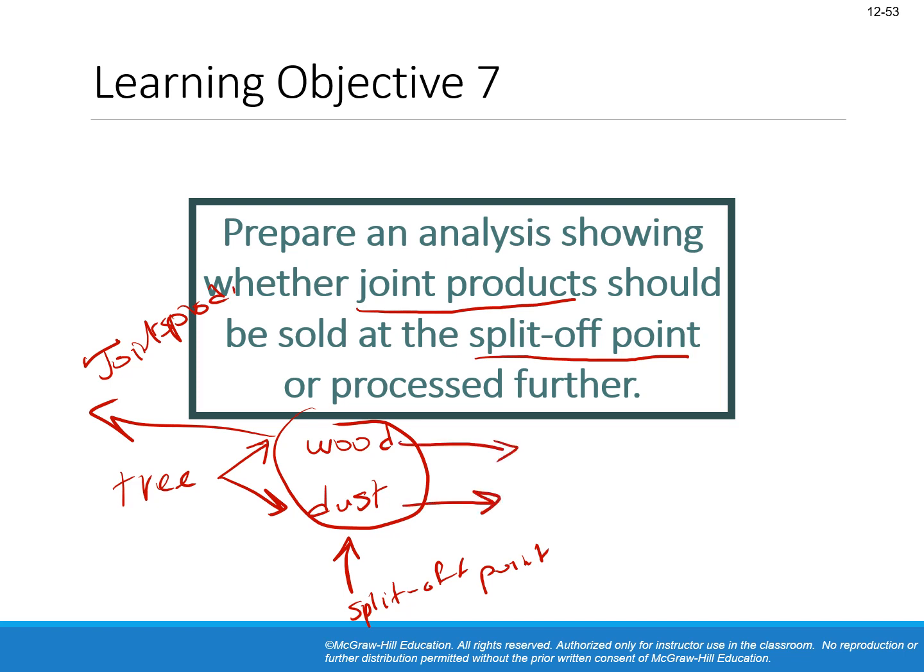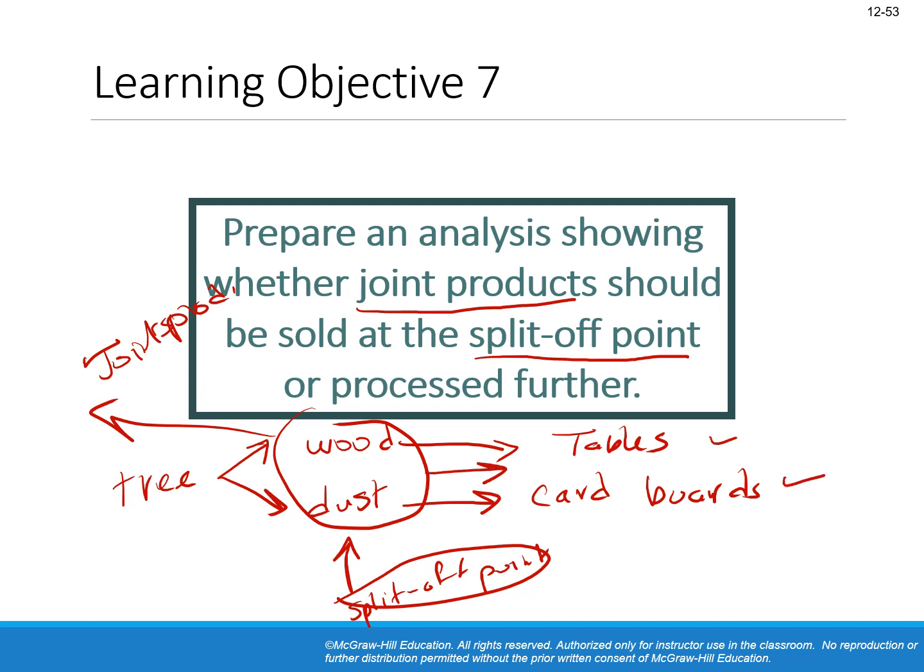You can manufacture cardboards, for example, from the dust. And from the wood, you can manufacture, let's say, tables. So whether to sell them at the split-off point or go further with the manufacturing process to sell them as tables and cardboards is a decision that you need to make. And the decision rule is which option to choose, sell at split-off or go further with the manufacturing process. What determines this decision is which option maximizes your profit.